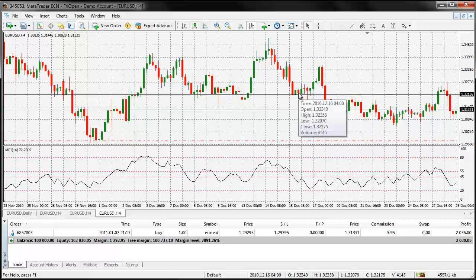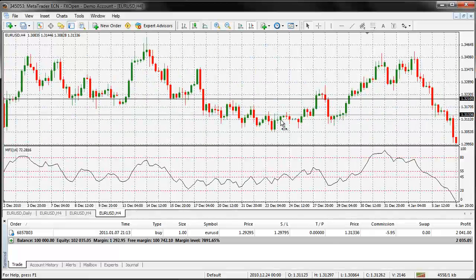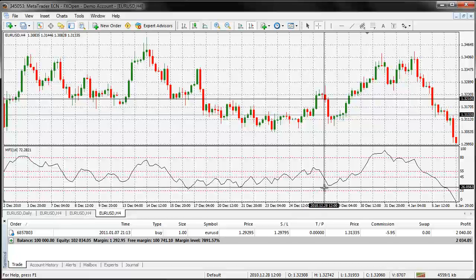We don't go short on support levels. We only go long on support levels. Alright, it's the key. Here is another area in the market.